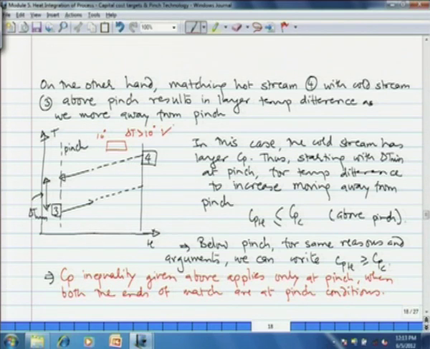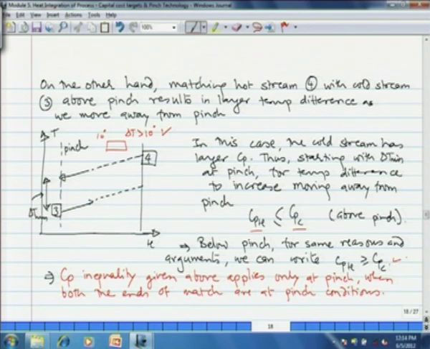Therefore, we get one constraint, that above pinch, CPH, the CP of the hot stream, should be less than or equal to the CP of the cold stream. Now, we can make a similar argument for the below pinch region. For below pinch, for the same reasons and arguments, we can write CPH has to be greater than or equal to CPC.